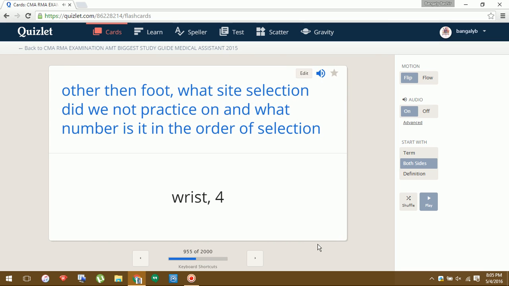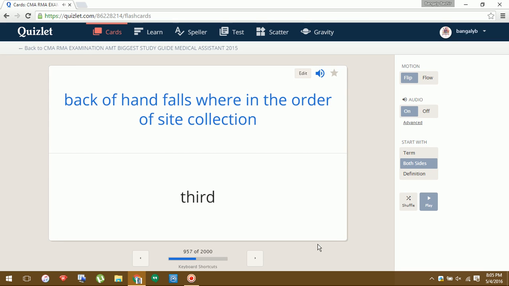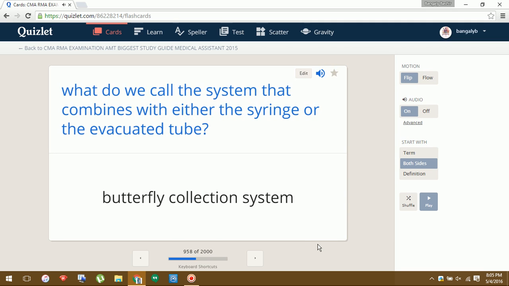Other than foot, what site selection did we not practice on and what number is it in the order of selection? Wrist, 4. Forearm falls where in the order of site collection? Second. Back of hand falls where in the order of site collection? Third. What do we call the system that combines with either the syringe or the evacuated tube? Butterfly collection system.